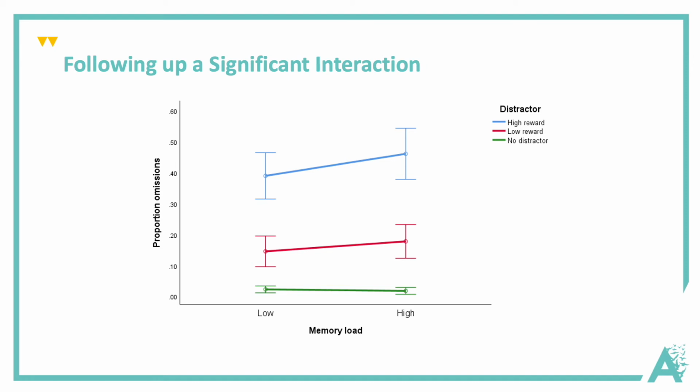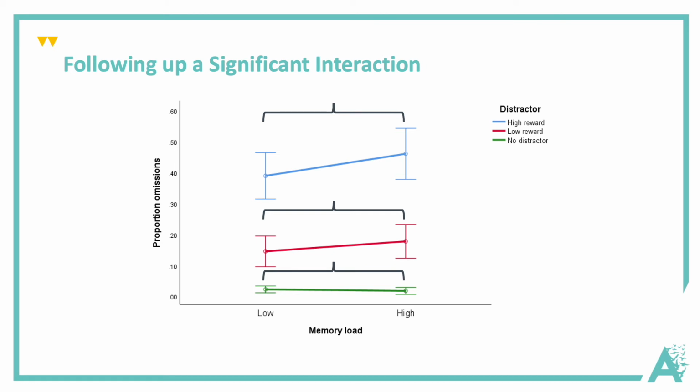To demonstrate the logic behind simple effects, consider a graph of the results. We have 3 lines, one for each level of distractor, and there are 2 levels on the x-axis, one for each level of memory load. The interaction suggests the pattern of means changes across the combination of each independent variable. Therefore, we need to break down the comparisons we are interested in.